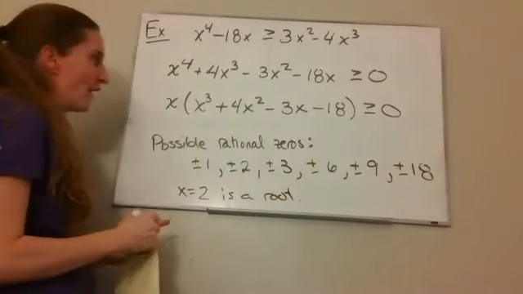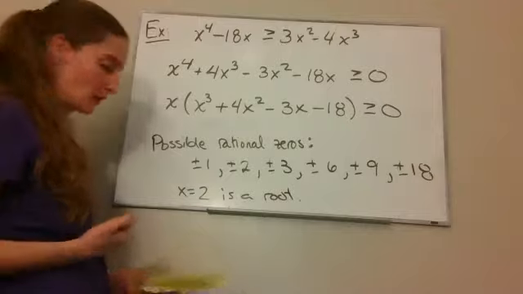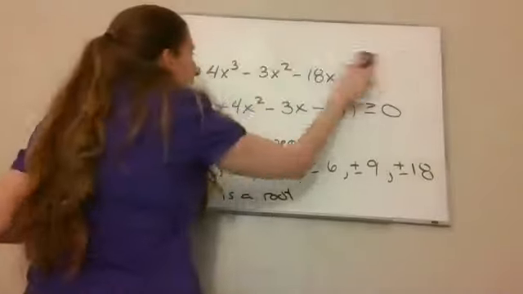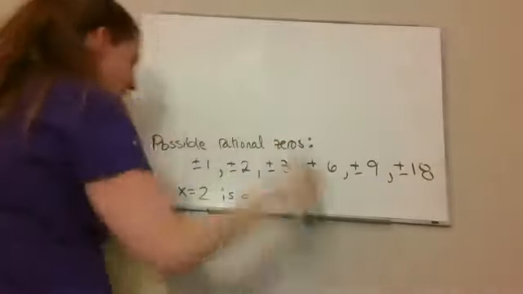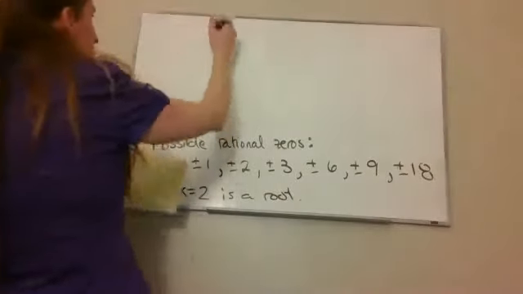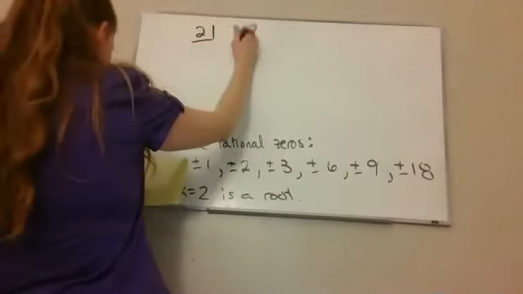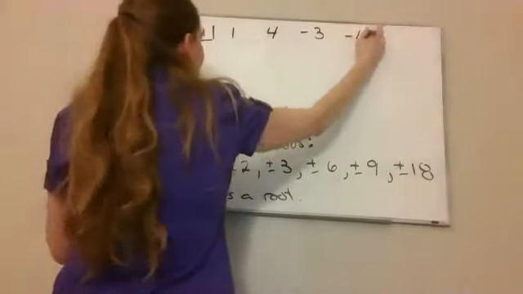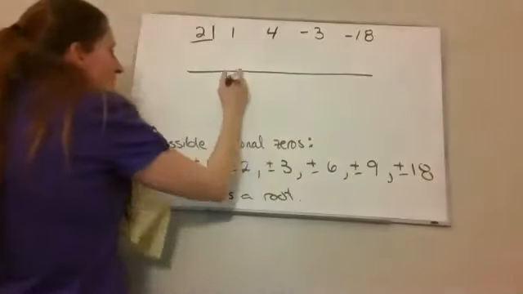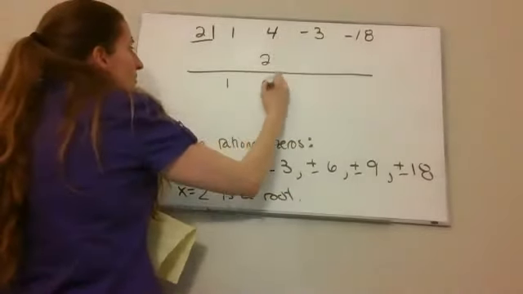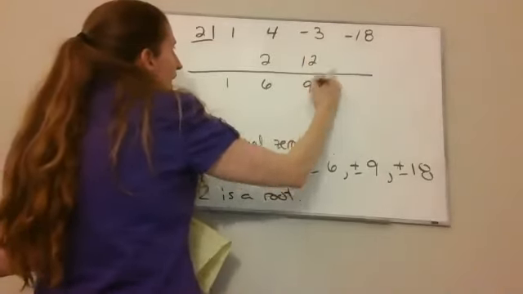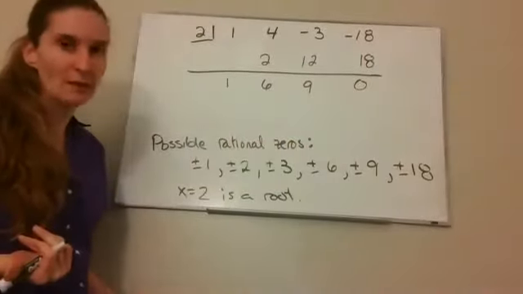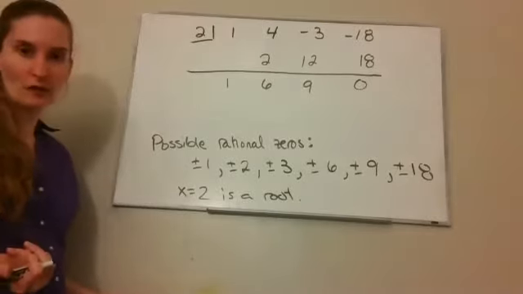So then we have to keep factoring this. We know x equals 2 is a root, so that means x minus 2 is a factor. But then what's the other factor look like? Well, to figure that out, let's just use some synthetic division. My coefficients were 1, 4, negative 3, and negative 18, and I'm dividing by x minus 2. Drop down the 1, multiply, add, multiply, add, multiply, and add. We got a remainder of 0 like we were expecting, because remember, we already knew this was a 0.